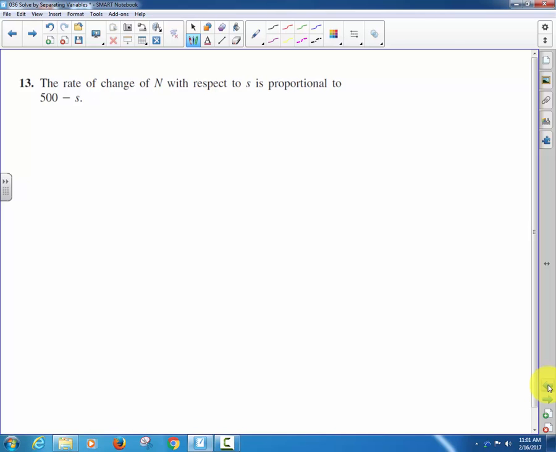All right, this is not a problem to solve as much as it is an equation. We're going to write the equation, then we're going to solve it, okay? The rate of change of n with respect to s. What does that mean to write down mathematically? N prime, or dn over ds. Why ds? Because it's with respect to s. So in that respect, it's better to write dn over ds than n prime, because now we know that we're working with s.